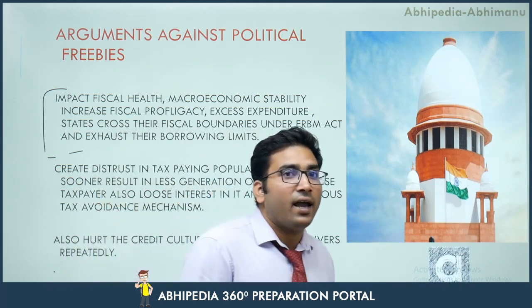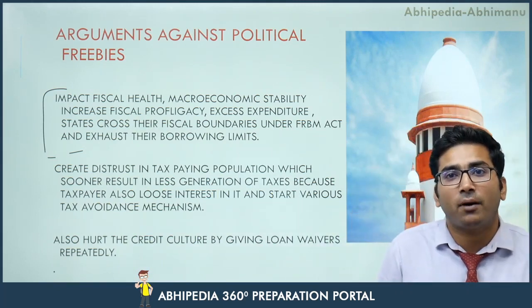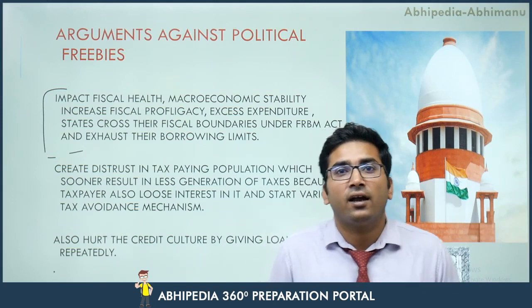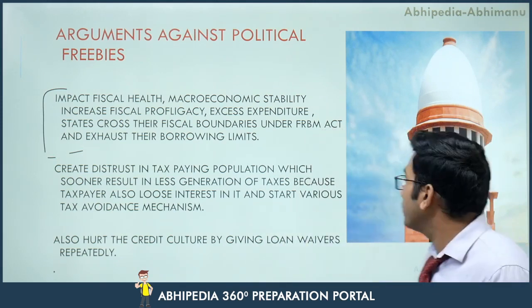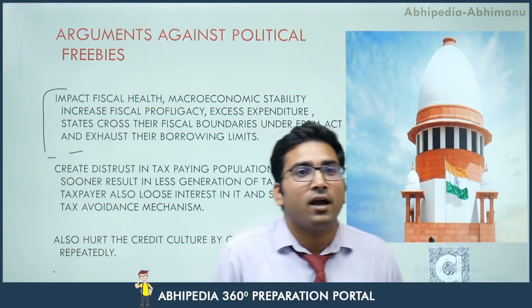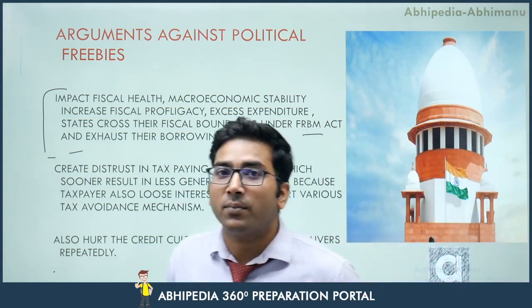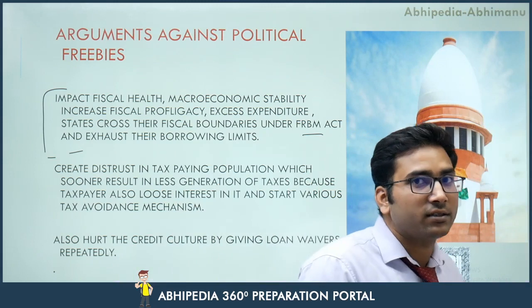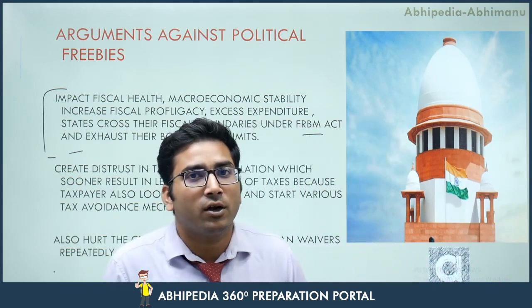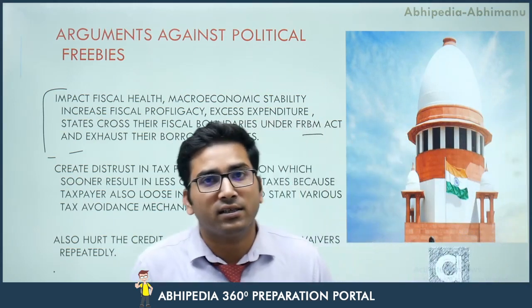It also says that excess expenditure is done by the states where they cross their fiscal boundaries under which they use these gift-giving ceremonies, and the responsibility which they have under the FRBM Act, which is also a very famous Act, the Fiscal Responsibility and Budget Management Act, under which the state governments, during the time of budget, have to ensure that they do not cross limits of borrowing and they do have a surplus amount of money to deal with emergency situations. This is an Act from the year 2003 under which not only the Center but also the state governments have to maintain the surplus amount to deal with those situations, right? And to maintain fiscal stability, whether it is central or state.